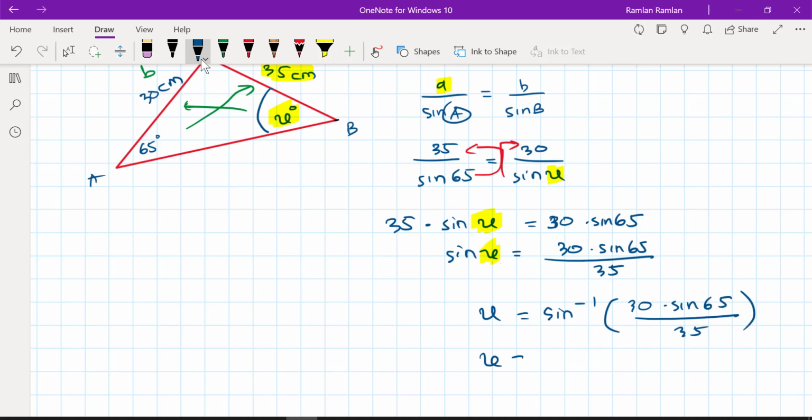If you put that into the calculator, you'll get 50.9717187. Most of the time you use 3 significant figures or 1 decimal place. If it is an angle, that will be just 51.0 degrees.